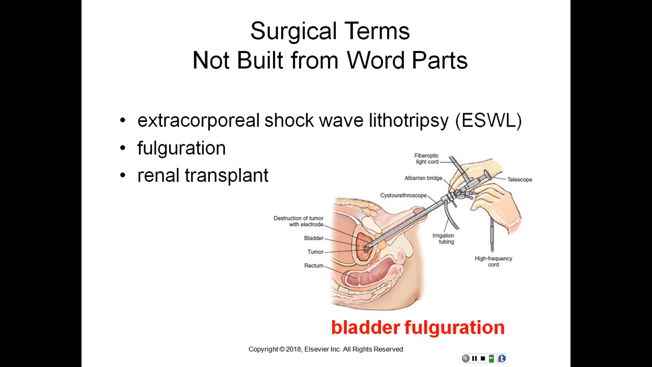Fulguration, destruction of living tissue with an electric spark, a method commonly used to destroy bladder growths. And renal transplant, surgical implantation of a donor kidney into a patient with inadequate renal function. And then here is a picture of the bladder fulguration, of course, in a male patient, and that's the same picture in your book as well.